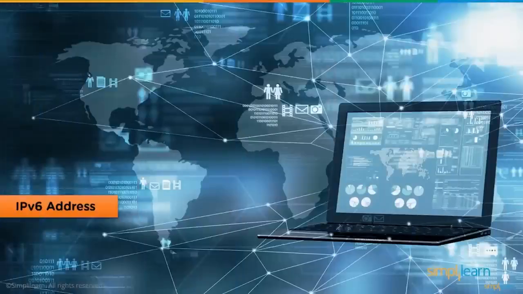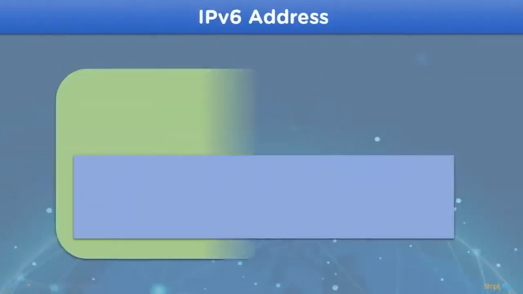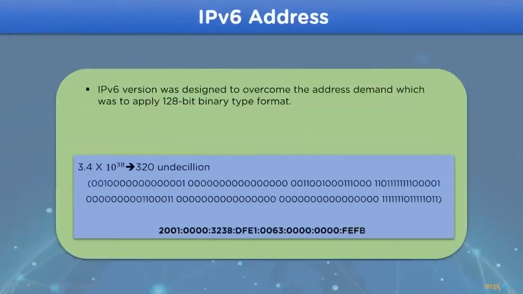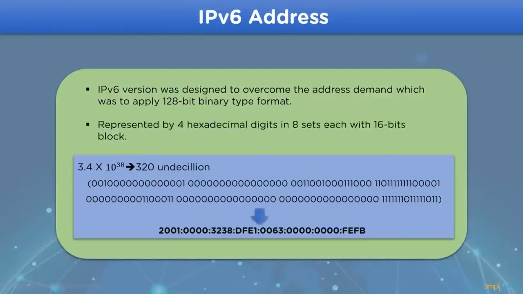Then we have IPv6 addresses. Let's take a look. With the increase in the need for IP addresses, IPv4 addresses are somewhat unable to meet the requirements of network hosts. So the need for IPv6 arose, which is based on a 128-bit address size, which is sufficient for a very long time. That is approximately 340 undecillion IP addresses in version 6. This type of IP version is designed with 4 hexadecimal digits and 8 sets, with each block containing 16 bits separated by a colon.